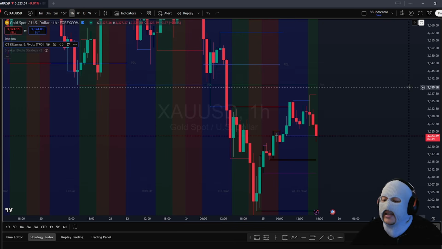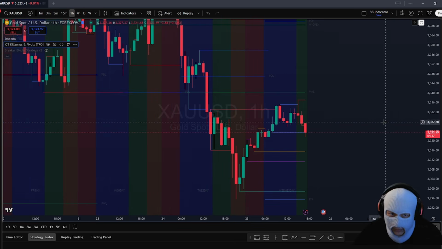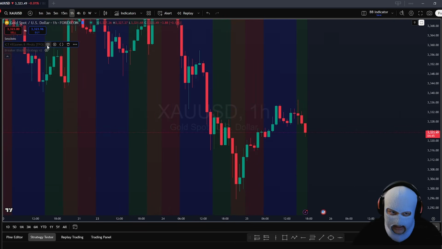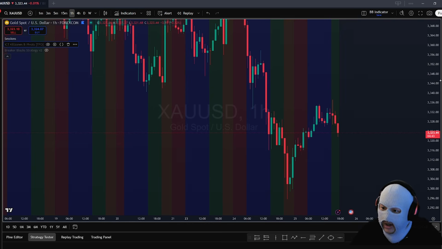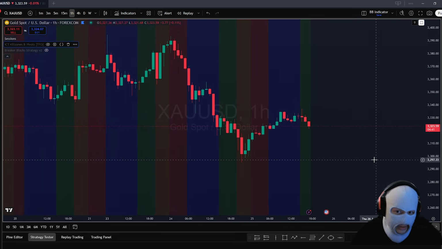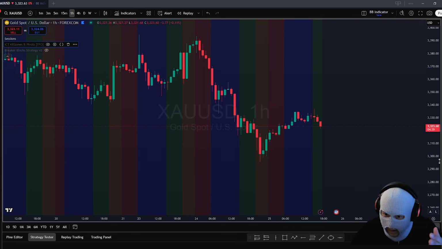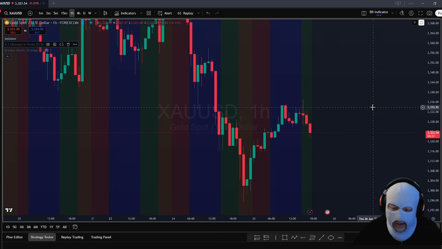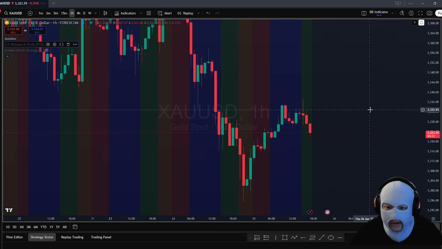Now, what is the significance of the Asian high and low? Let's declutter the chart right here. It's a very clean chart. All you have is the market printing green and red candles right now. Understand that every single day, the forex market is open 24/5, from Monday to Friday, 24 hours a day. And it usually starts with the Asian session.